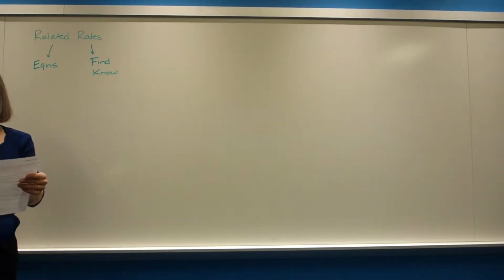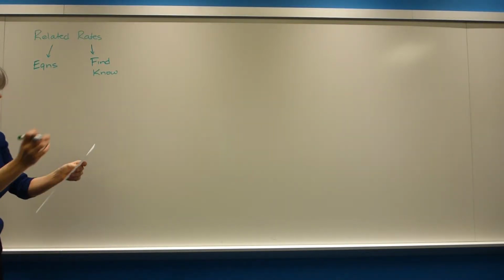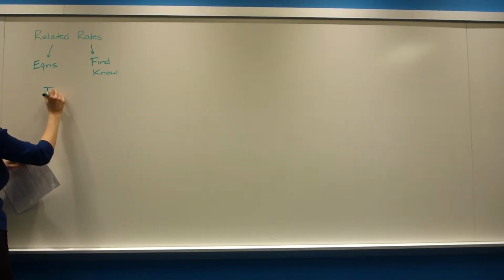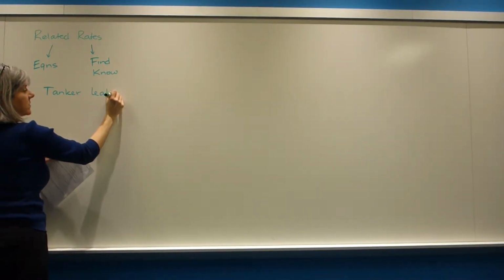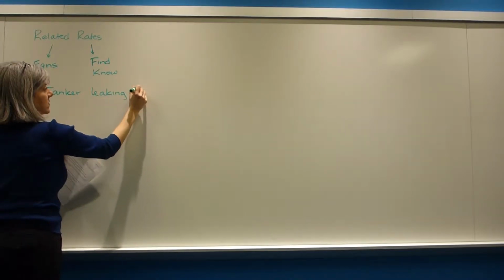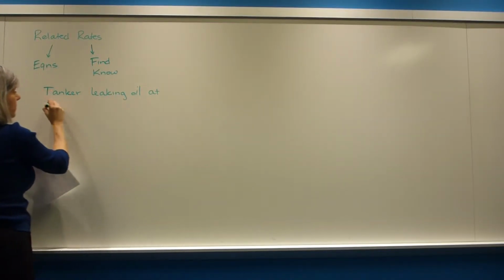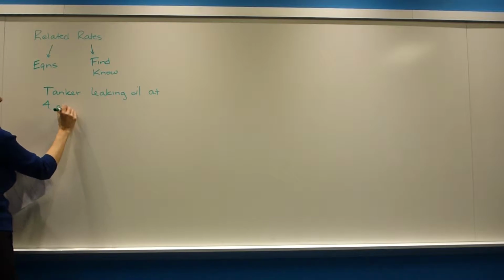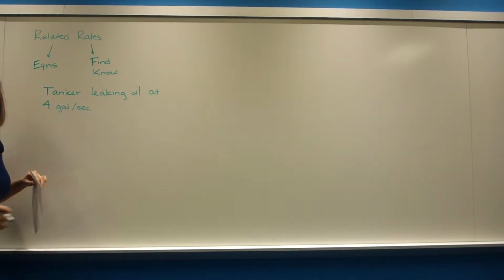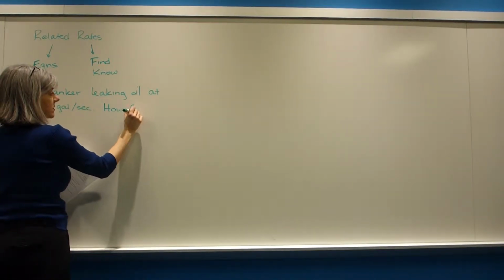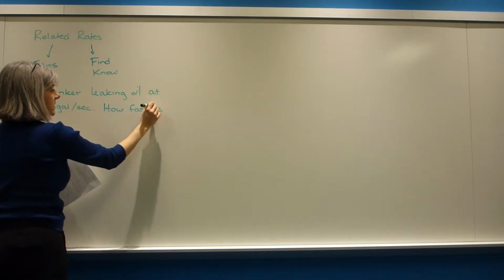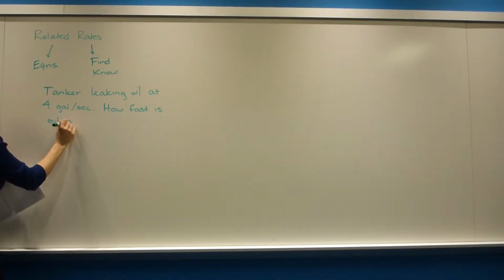Let's just do the tanker question. How about that? That's not on here, but we'll do it anyway. All right, so we have the tanker that's leaking oil at 4 gallons per second. That's probably actually a slow leak, right? I think when those tankers blow a hole, it's a lot faster than that. So the question is, how fast is the oil spreading?